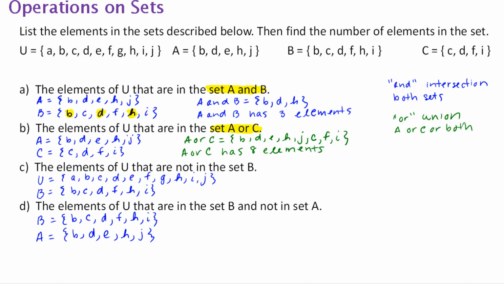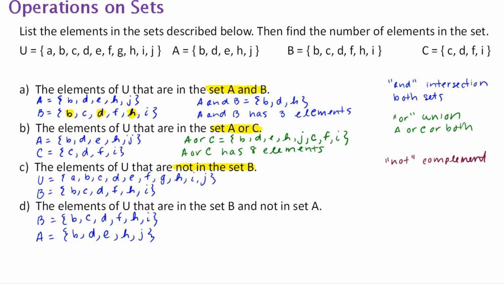Let's look at the next one. The elements of U that are not in the set B. So the operation word here is the word not. And that's thought of as an operation called the complement. Meaning that we want all of the elements in U that are not in B. So if we put B and not B together, it would equal U without any overlap.